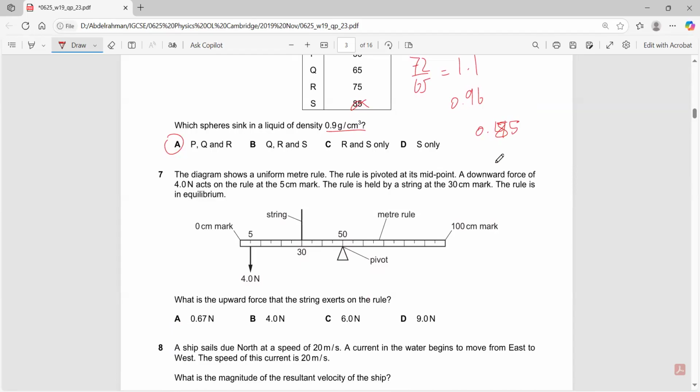The diagram shows a uniform meter ruler. The ruler is pivoted at its midpoint. A downward force of 4 newtons is at the 5 centimeter mark. What is the upward force that is exerted on the string?